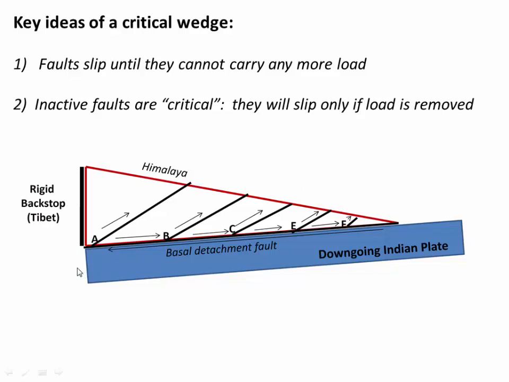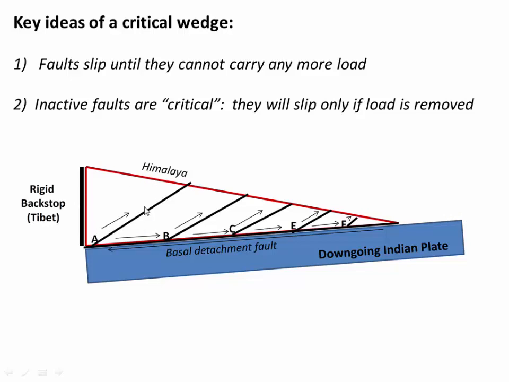And recall that a critical wedge develops first by activity on the rear thrusts. They slip until they can no longer carry the heavy load developing above them. Then a new thrust breaks out towards the front of the wedge, and it slips until it can no longer carry the heavy load. And then another thrust breaks, and another thrust breaks. So essentially we see that thrusts become younger as we go out to the front of the wedge. And if we keep breaking new thrusts towards the front, our mountain range gets wider and generally not as tall.